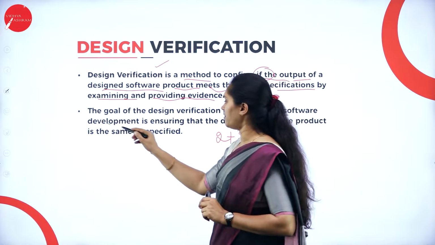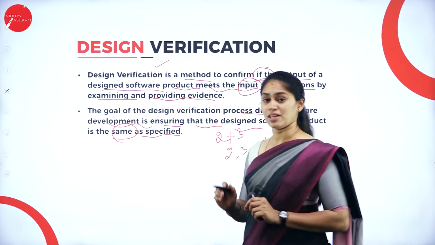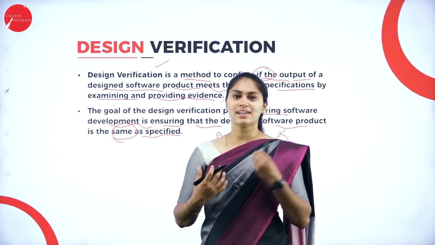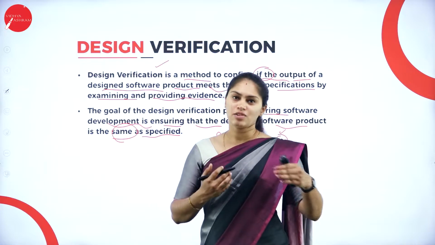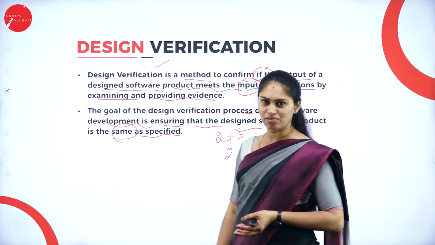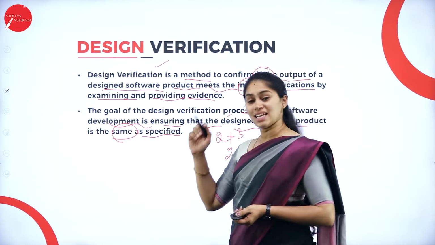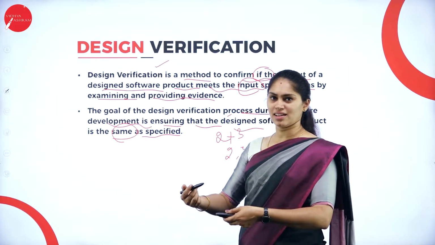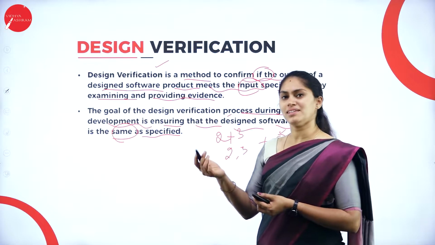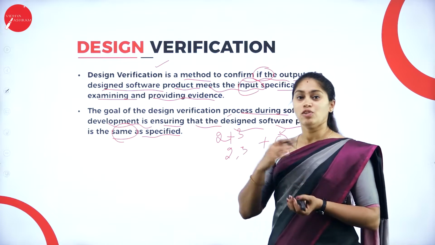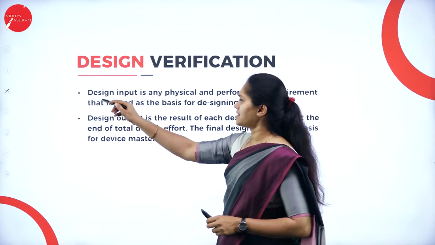And what is the main goal of having this design verification? Mainly during the software development, it is ensuring that the designed software product is the same as specified. So if we ask for upma, in the result we have to get the upma itself. That is what we are checking. I am asking for this requirement, are you satisfying this requirement? That is what we check in verification: that the designed software produced is the same as specified. So if you tell the construction team to build 3 floors, after that we check whether they have built 3 floors or 4 or 2. That means we are checking against the input. That is design verification.